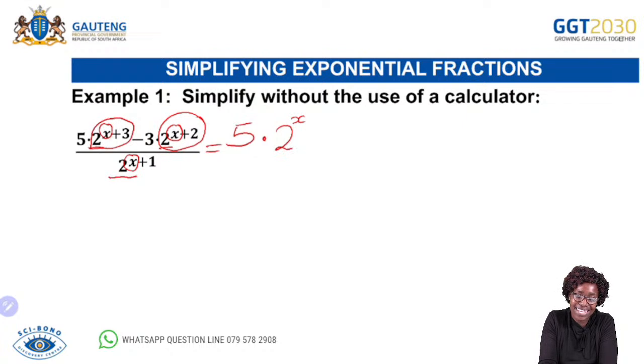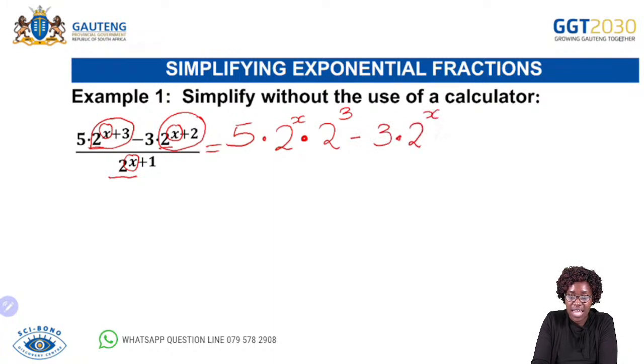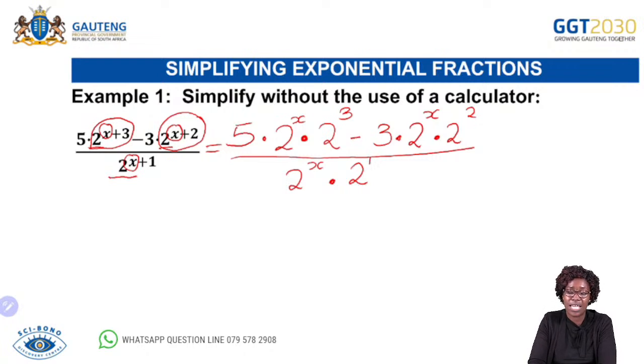Remember, if I'm adding the exponents, it means that before I simplified, I was multiplying terms with the same base. Our base here is 2, so this becomes 2 multiplied by 2 to the power of x multiplied by 2 raised to the power of 3. Then I say subtract 3 multiplied by 2 raised to the power of x, and this was multiplied by 2 raised to the power of 2. And then I divide all this by 2 raised to the power of x. Again, I'm splitting this to 2 to the power of x multiplied by 2 raised to the power of 1. You can write the 1, but remember grade 11s, you do not necessarily have to write the exponent 1.